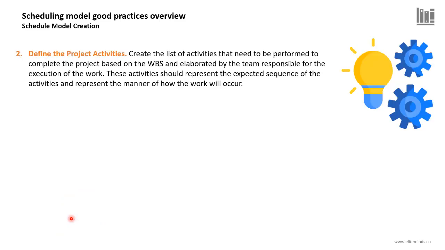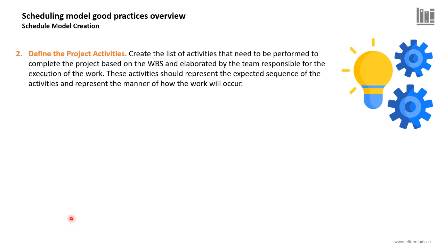Now, after completing the milestones list, we need to define the project activities as part of the define activities process, which we covered earlier in the schedule management knowledge area. So create the list of activities that need to be performed in order to complete the project, and the list of activities should be created based on the work breakdown structure and elaborated by the team responsible for the execution of the work. These activities should represent the expected sequence of the activities and represent the manner of how the work in the project will occur.